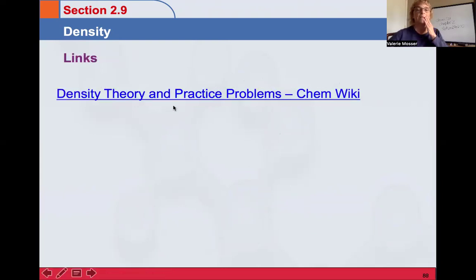Here's some good density theory and practice problems. They're also in the chapter module.